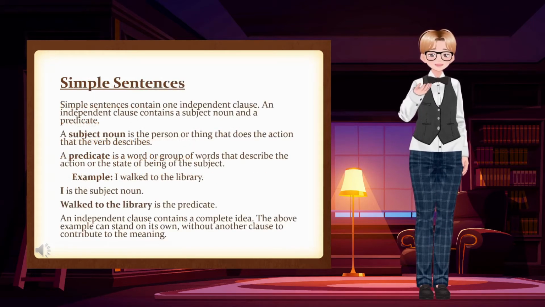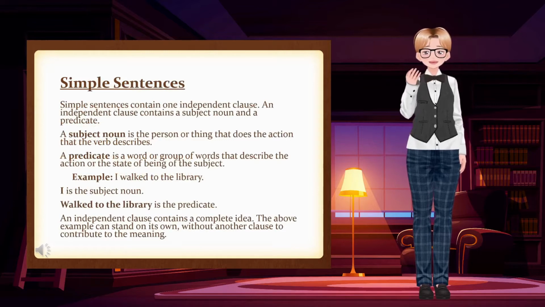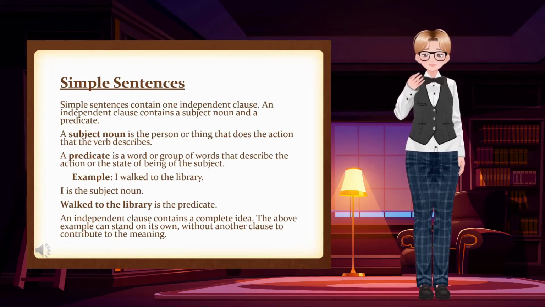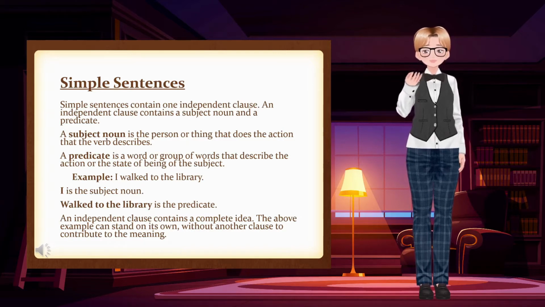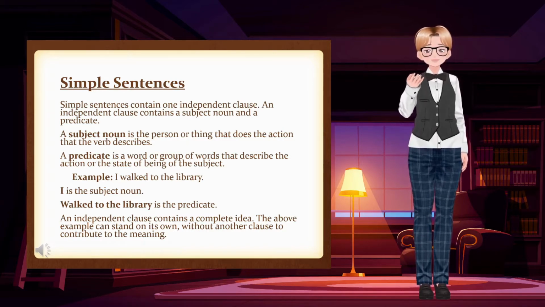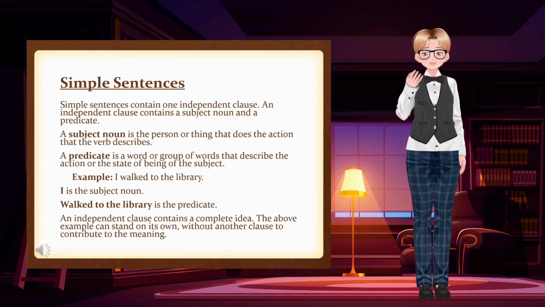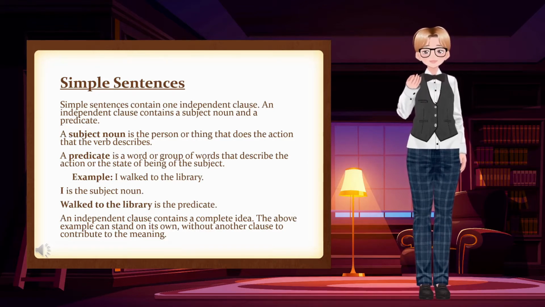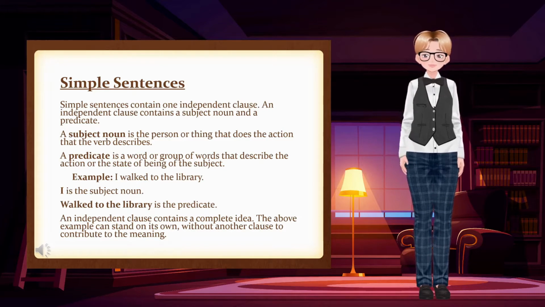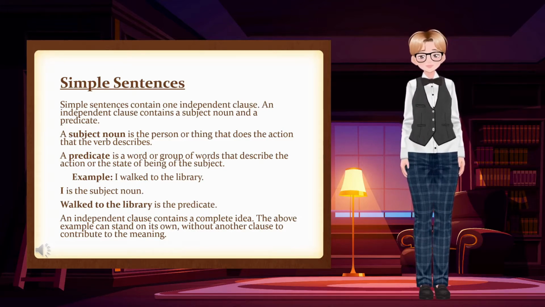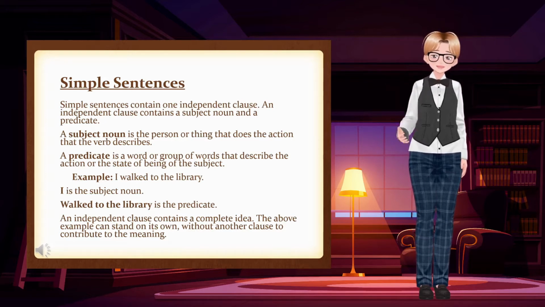Simple sentences contain one independent clause. An independent clause contains a subject noun and a predicate. A subject noun is the person or thing that does the action that the verb describes. A predicate is a word or group of words that describe the action or the state of being of the subject. For example, I walked to the library.